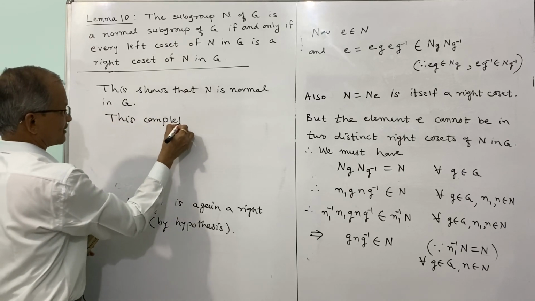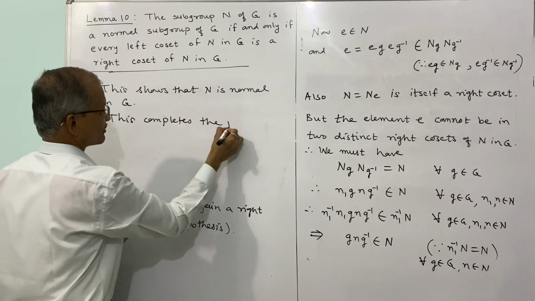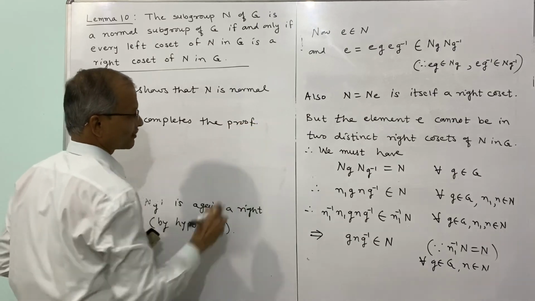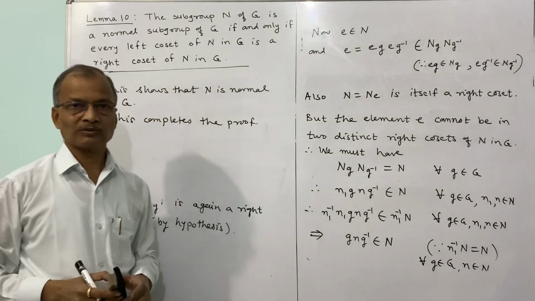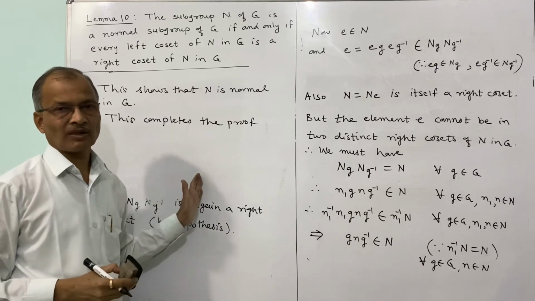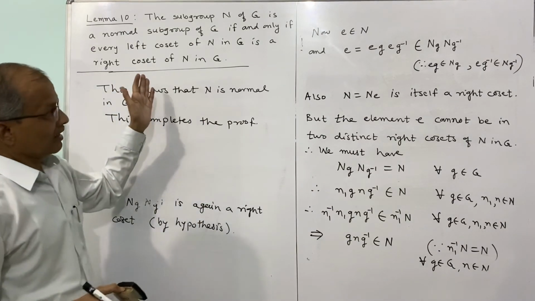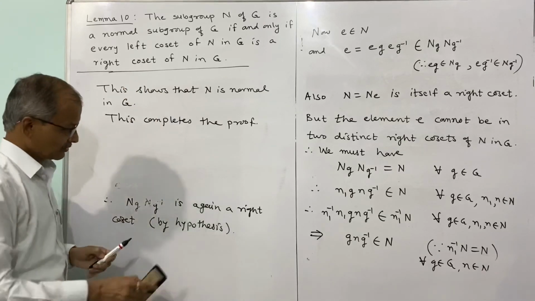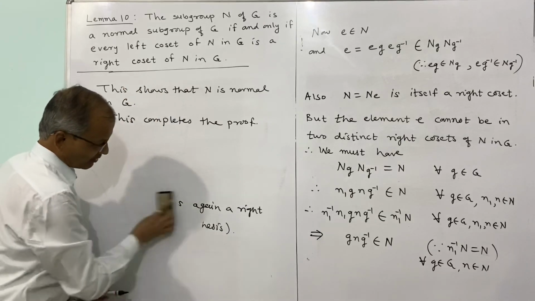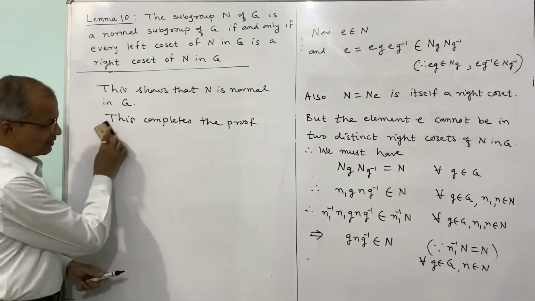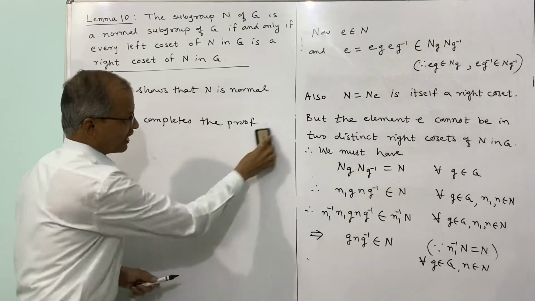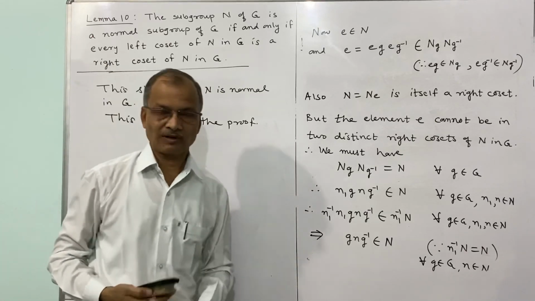And thus up till now we have defined normal subgroup, and we have proved some important results of normal subgroup as lemma 9, 10 and 11. So you should try to understand these properties also. The remaining part we will continue in the next lecture.